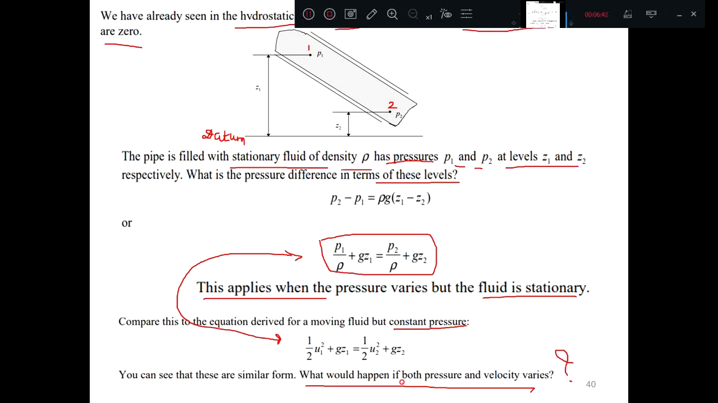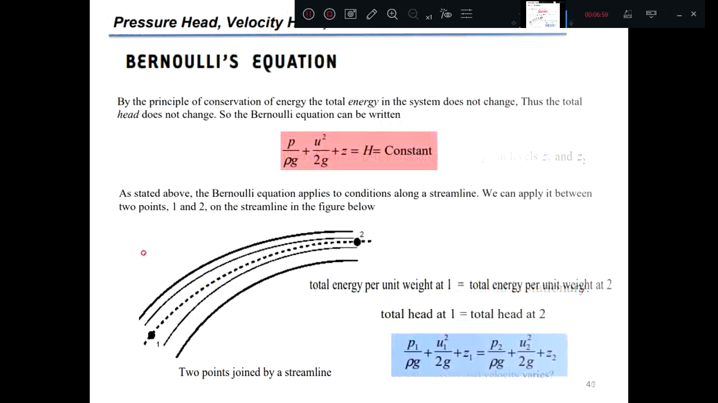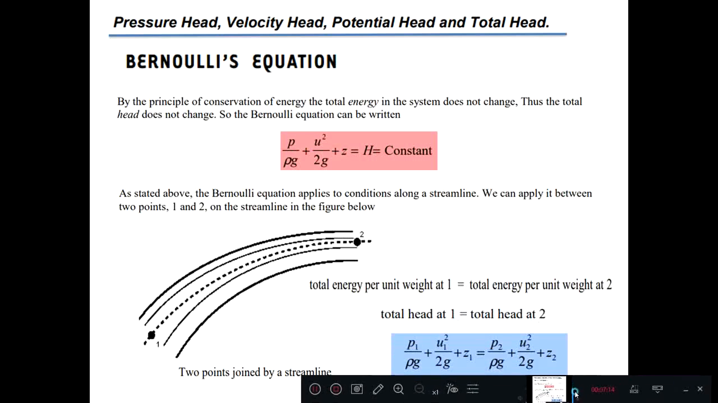Then if both pressure and velocities vary, we have an equation to calculate that, the famous Bernoulli's equation. Bernoulli's equation is one of the most important and useful equations in fluid mechanics, and also a very famous equation. And this is the Bernoulli's equation.